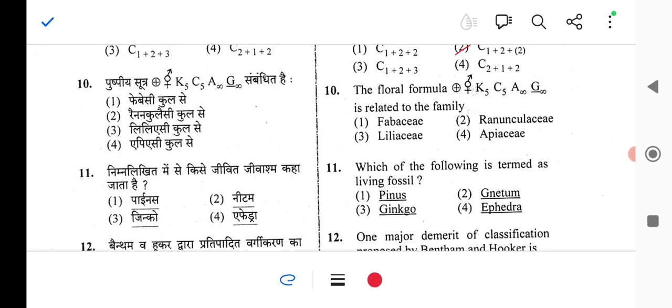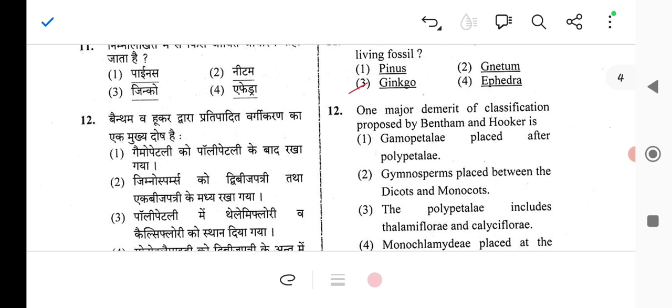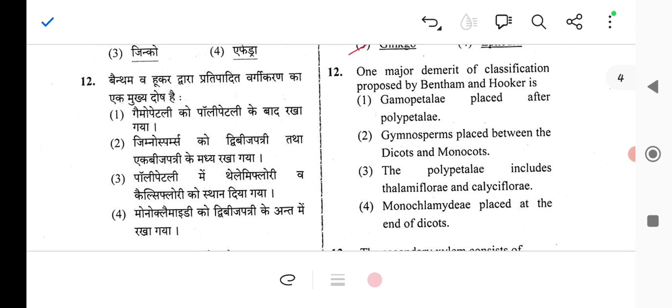Next is the floral formula: actinomorphic, bisexual, calyx 5, corolla 5, androecium infinite and gynoecium infinite. It is the characteristic of the family Ranunculaceae. Next: which one of the following is termed as living fossil? We all know, ginkgo. Next: one major demerit of classification proposed by Bentham and Hooker is that he has placed gymnosperms between dicot and monocot, which is absolutely incorrect.